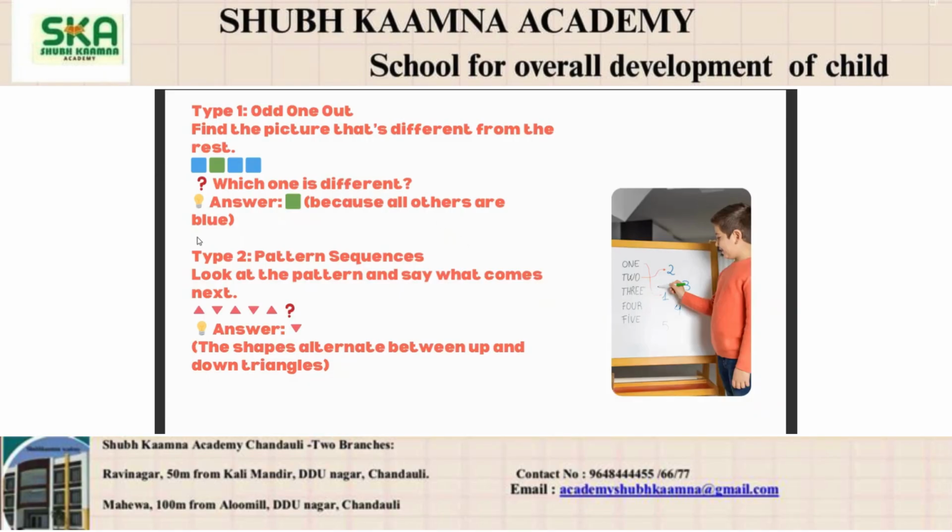And what about type 2? Pattern sequences. Look at the pattern and see what comes next. Here the triangles go upward, downward, upward, downward, upward. So the next answer will be downward. The shapes alternate between up and down triangles. So the next one will be a downward triangle, right? Always watch for the order in which things repeat or change.